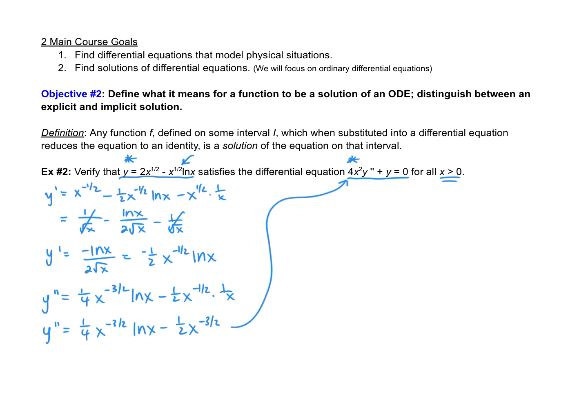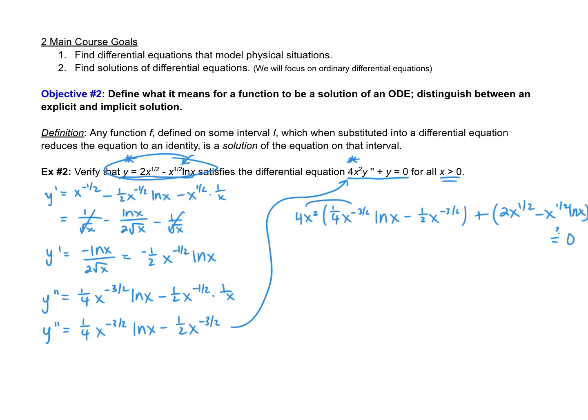So now we're going to end up with 4x squared times the second derivative of y, so 1/4 x to the negative 3 over 2 natural log of x, subtract 1/2 x to the negative 3 over 2, add y, which is just our original function, so that's 2x to the 1/2, subtract x to the 1/2 natural log of x. I ran out of room. We want to see, does this equal 0?